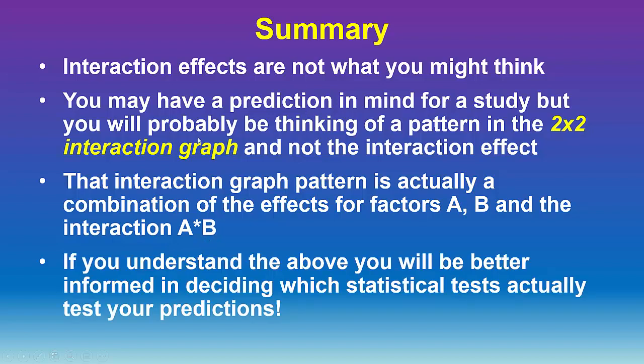So if you can understand the above, you'll be better informed in deciding which statistical tests actually test your predictions. You may not only test the interaction if you're predicting an interaction graph of a particular type. You might well need to predict and test that there'll be main effects of A and/or B as well. And so you would interrogate this properly to address your precise predictions.